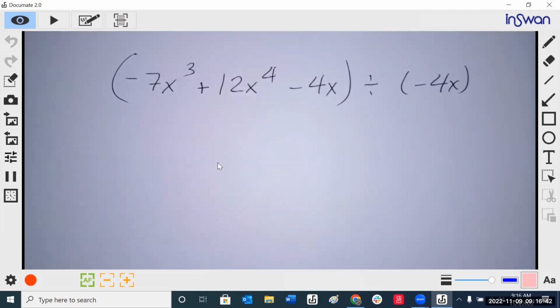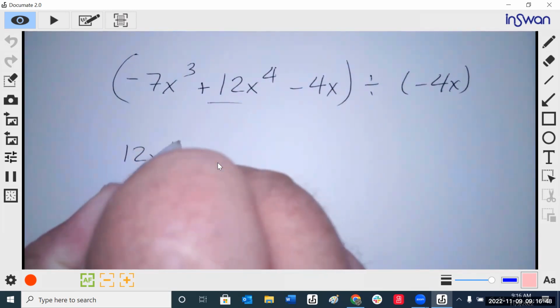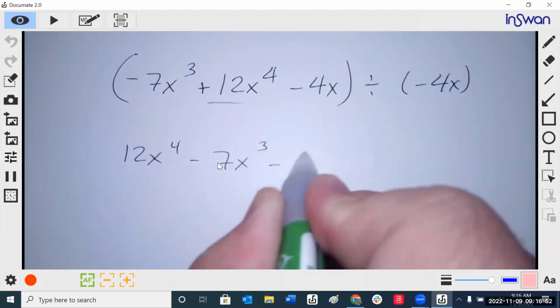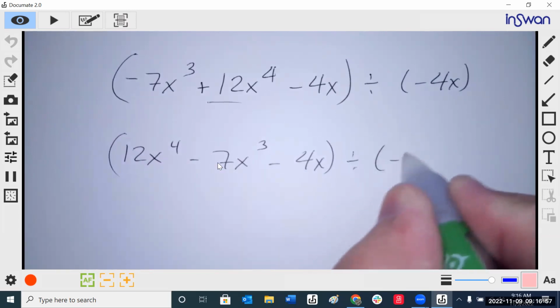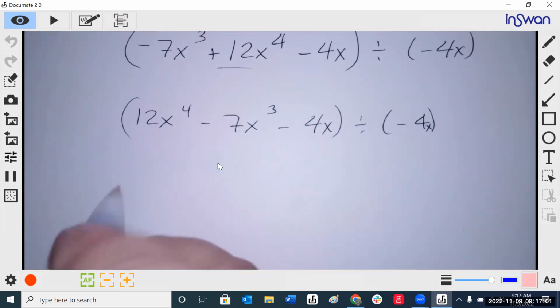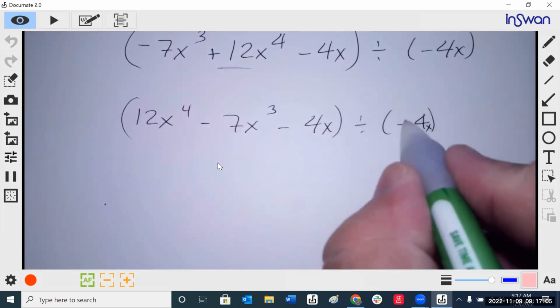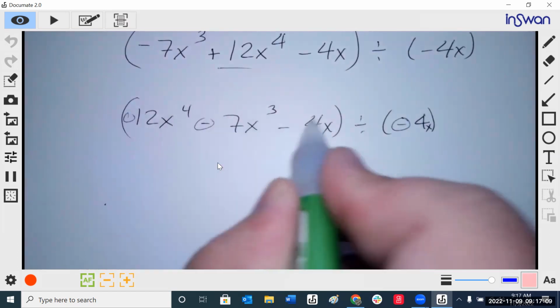Are the exponents in decreasing order? No. So we have to rewrite it. So it's 12x to the fourth minus 7x cubed minus 4x divided by negative 4x. This negative on the bottom changes everybody's sign inside here.